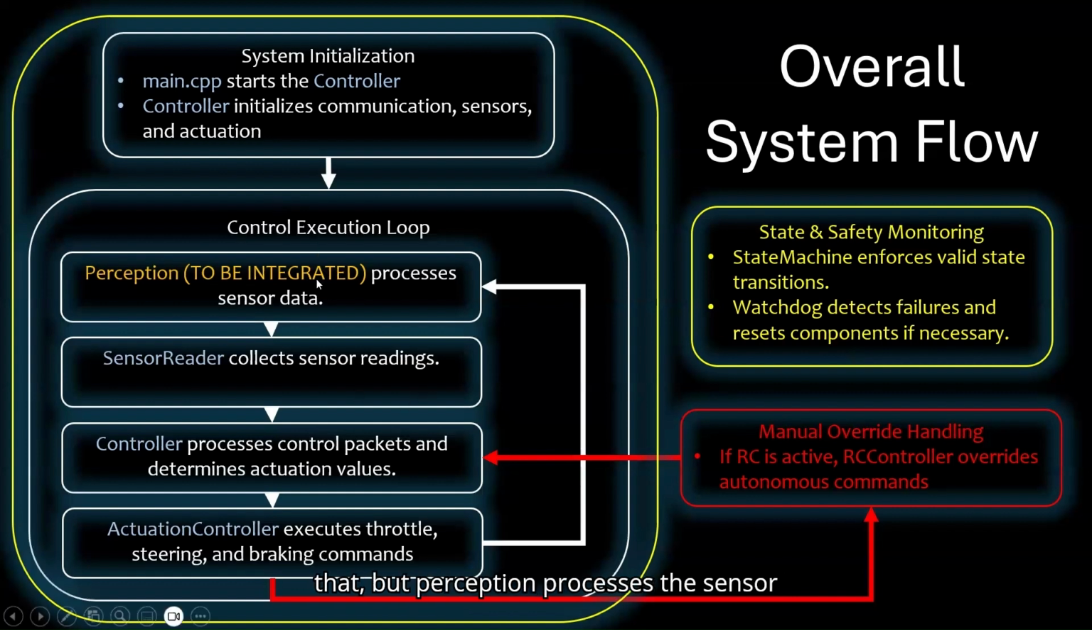But perception processes the sensor data. The sensor reader collects sensor readings. The controller processes control packets and determines actuation values. And the actuation controller executes throttle, steering, and braking commands. So during this process, we can also have manual override handling. This will kind of hijack this control loop right here, where if RC is active, the RC controller overrides autonomous commands. And then overall, just as we said before, watching over the whole system, we have state and safety monitoring, which is the state machine enforcing valid state transitions, and the watchdog detecting failures and resetting components if necessary.